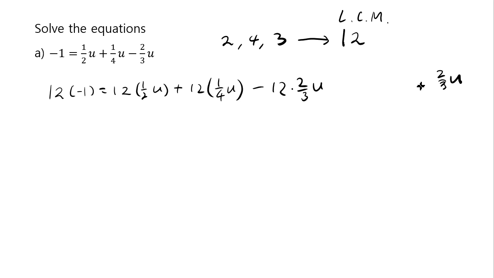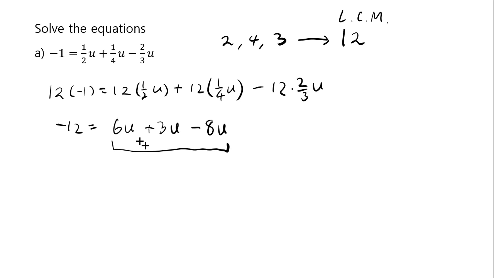And when you multiply a number to an equation, you get to multiply it to every term that you see. 12 times -1 is -12. 12 divided by 1/2: multiplication by 1/2 is the same as dividing by 2, so 12 divided by 2 is 6. 12 divided by 4 is 3. 12 divided by 3 is 4, but 4 times 2 is 8. So you put 8u.